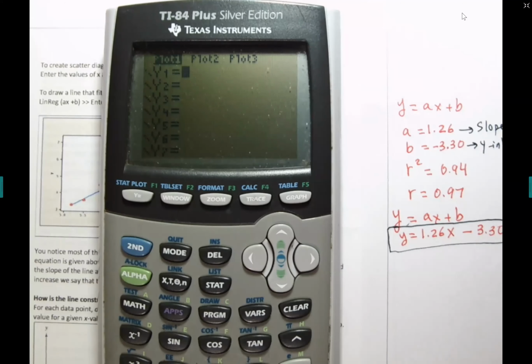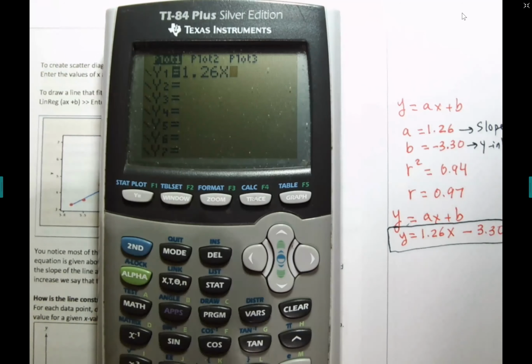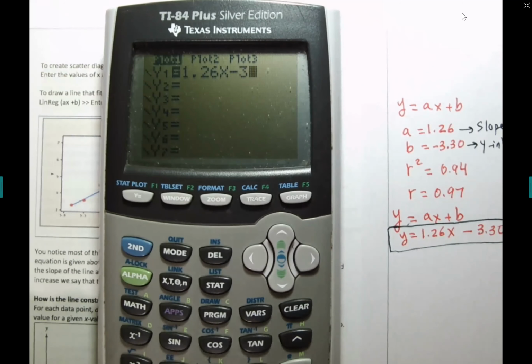In order for the calculator to show the line, guys, you have to provide the equation. It's in y1. All we need to enter, guys, is 1.26x minus 3.3. You already have the y here, which is called y1. So here's how I'm going to do it. I'm going to put 1.26 and x. Look, this is the x right here. Don't forget the x minus 3.3.